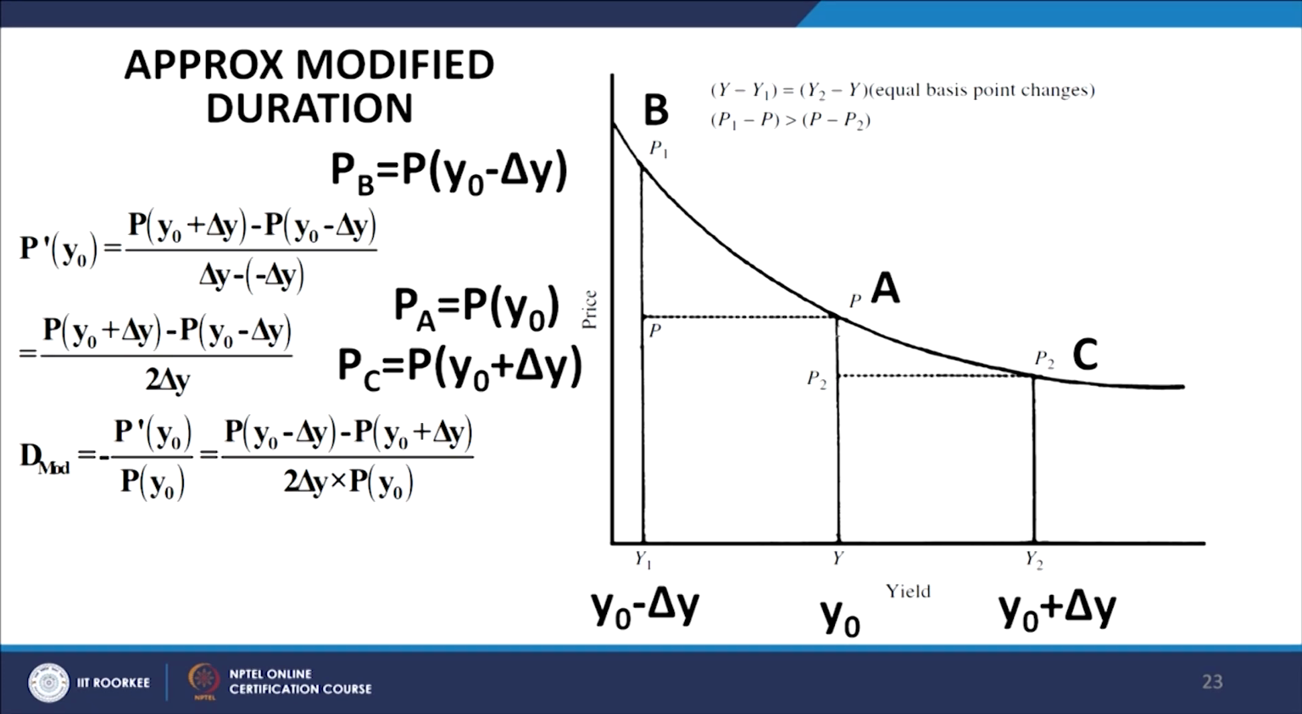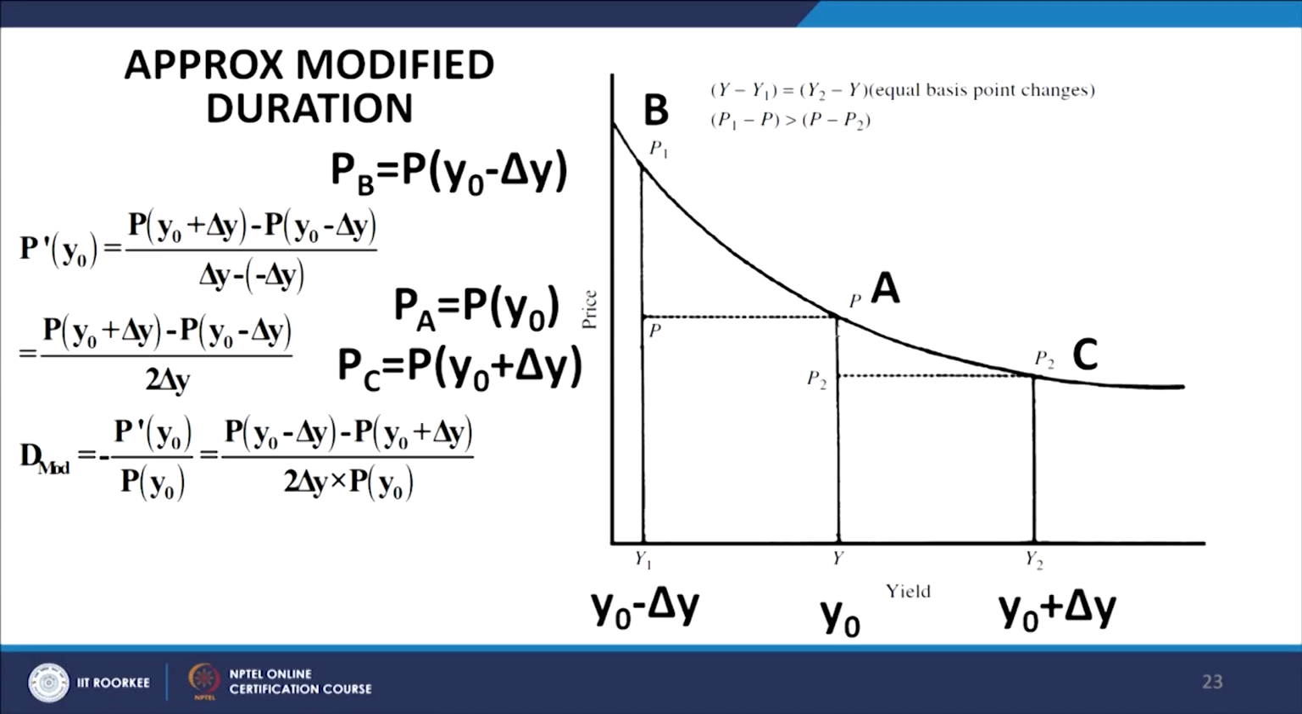Here we start today's lecture. We were in the process of working out the approximate formula for the modified duration. Again we return to this figure, the yield price curve, and let us assume that we want to calculate the modified duration at the point A, at which the current YTM is y 0 and the current market price is P of y 0.